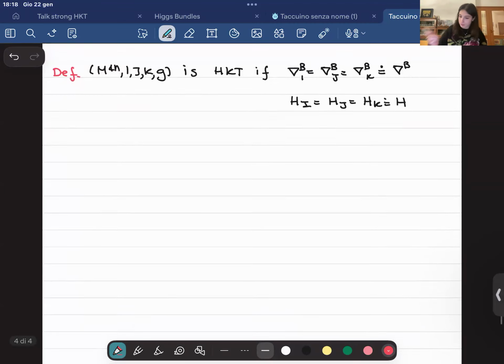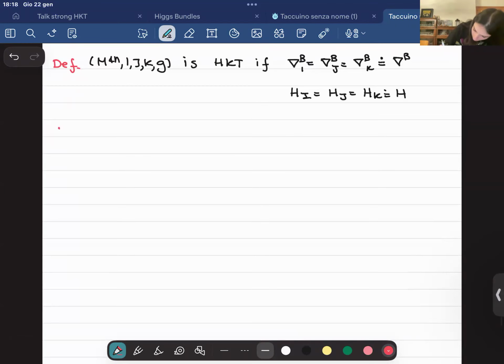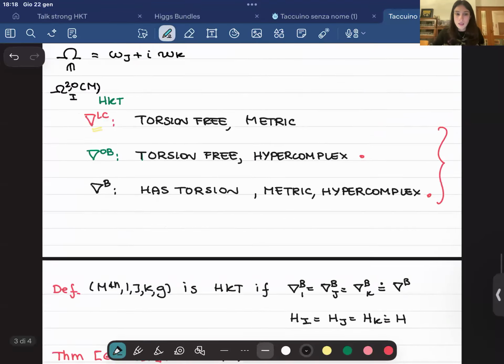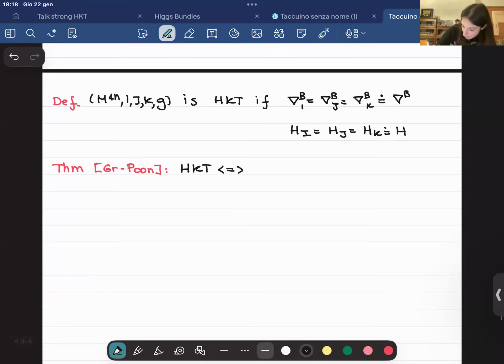So let me give the following equivalent definition. Let's say this is a theorem of Grantcharov and Poon, that actually the HKT condition is equivalent to asking that if we consider the (2,0)-form, this capital Omega, this is ∂-closed.